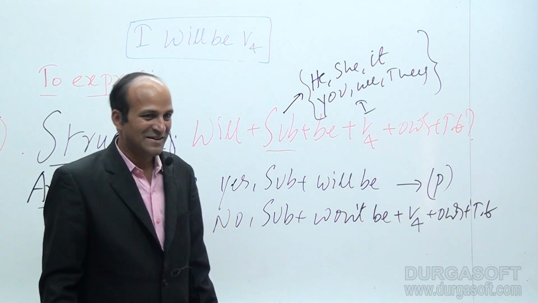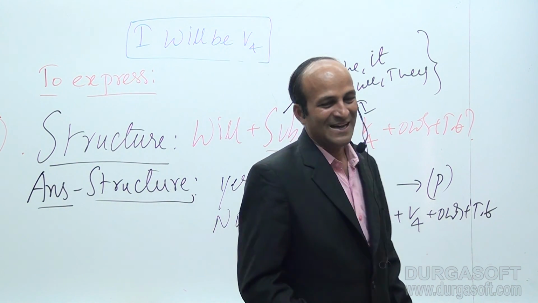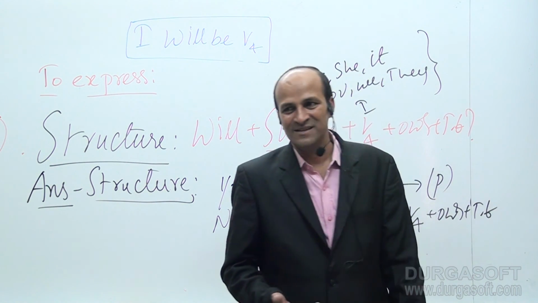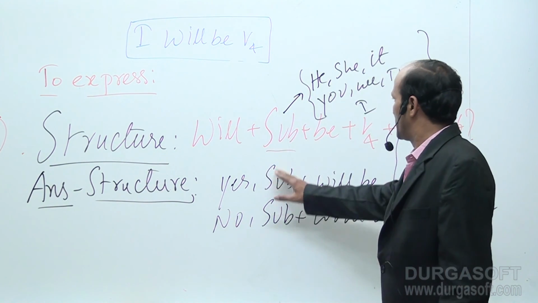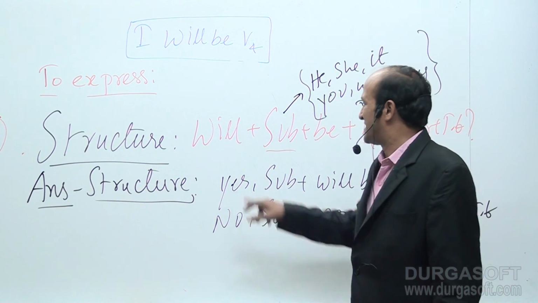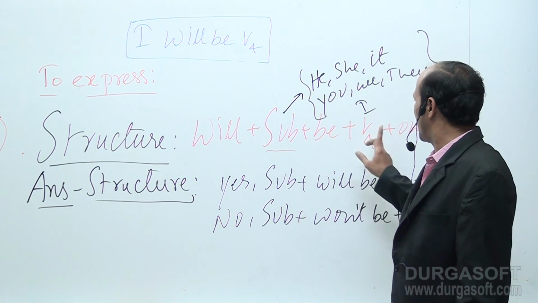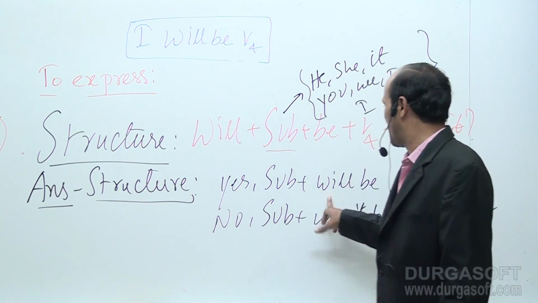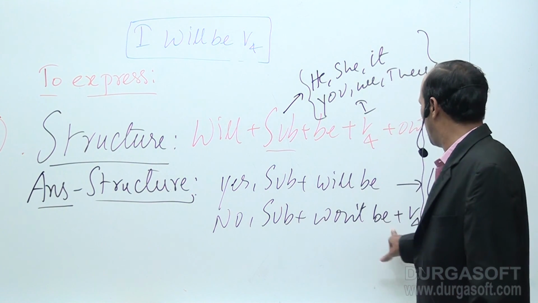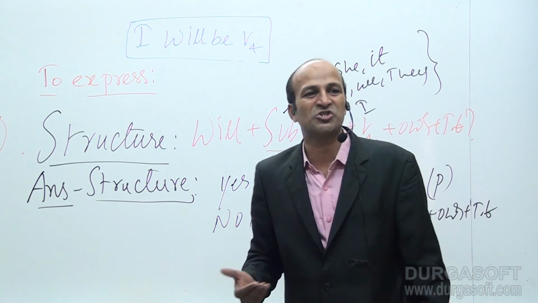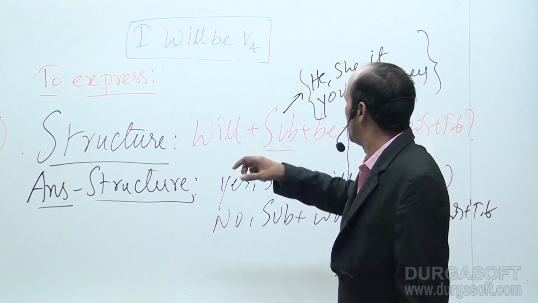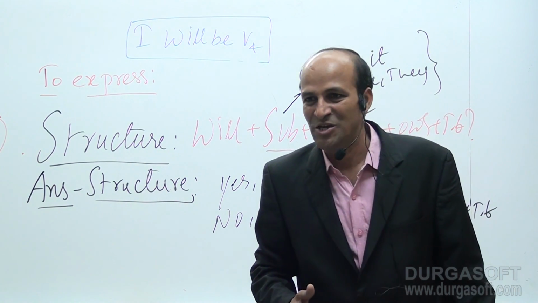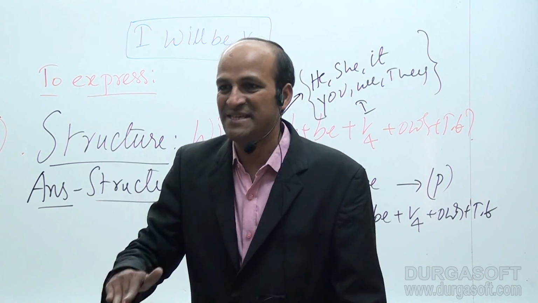Are you clear with this one? It is a very simple, very easy structure to speak, and this is one of the beautiful structures of the 30 structures which we are discussing now. If the question is asked like this: will she be preparing lunch at this time tomorrow? Yes, she will be. No, she won't be preparing lunch at this time tomorrow. Will it be working at this time tomorrow? Yes, it will be. No, it won't be working at this time tomorrow.